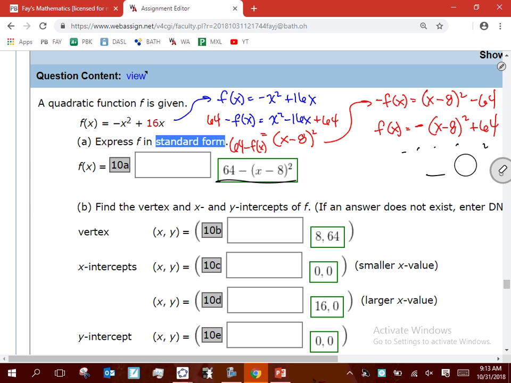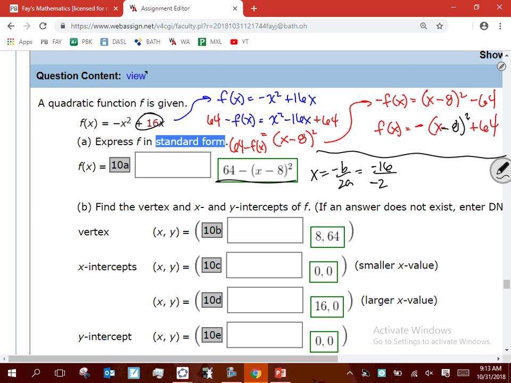But that's one option. The other option, which is going to produce the same thing, is to use x equals the opposite of b over 2a, because that is going to give you the number that needs to go right there. So the opposite of b would be negative 16, right? There's my b, so negative 16 over 2a. Well, 2a would be negative 2, and it gives me now 8, right? So that is the x-coordinate of my vertex.